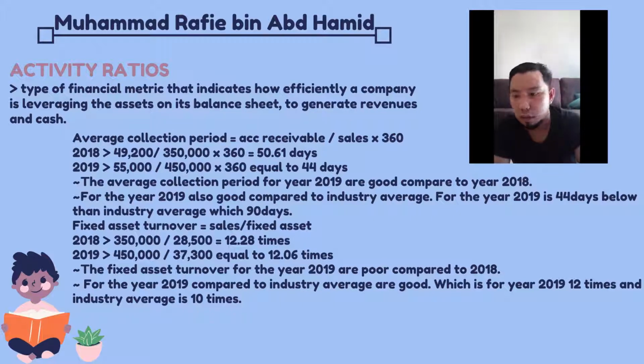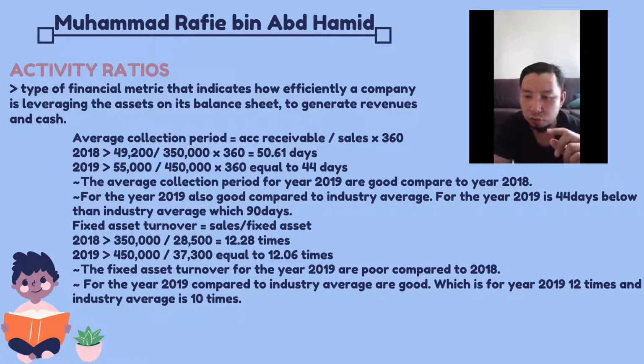Okay, so now based on the question from Snack Crackers and Numberhead, we need to find comparison ratios between 2019 and 2018, and between 2019 and industry average. First one, we need to find average collection period for year 2018. The formula is account receivable divided by sales times 360.